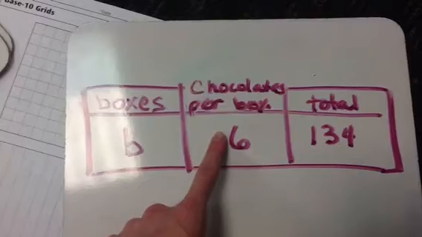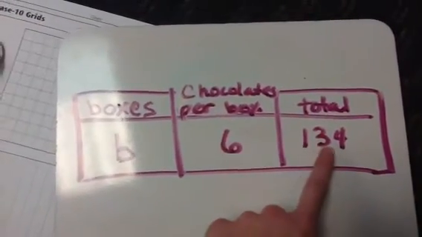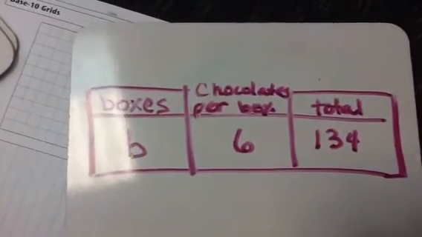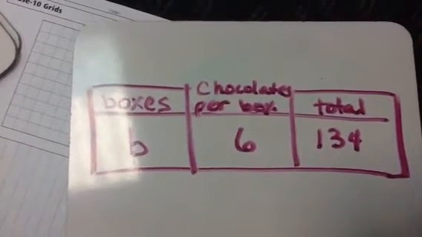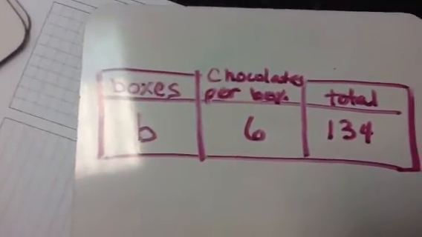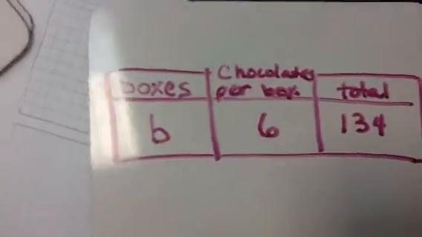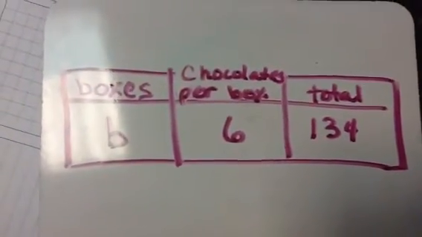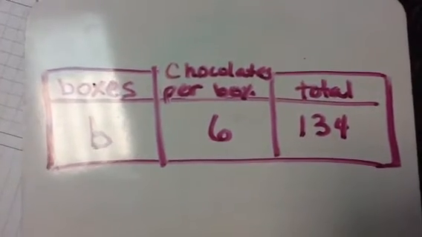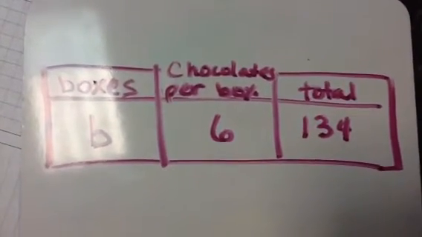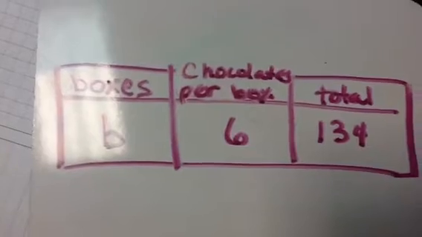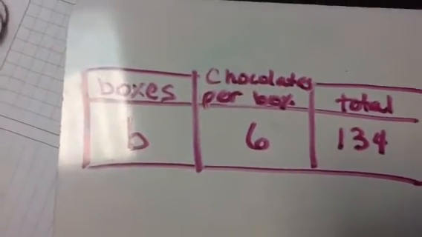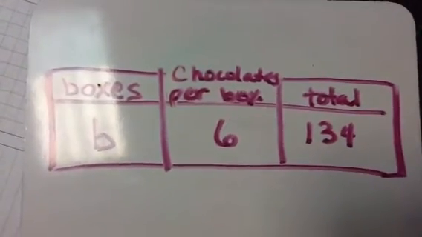6 chocolates fit in each box, and we have 134 total chocolates to divide up into these boxes. So some of you may think, well, what times 6 equals 134? That can be kind of tricky when we're working with these large numbers. So I'm going to teach you a strategy to help you. Again, the strategy's name is the multiples of 10 strategy. So let me go back to this whiteboard.